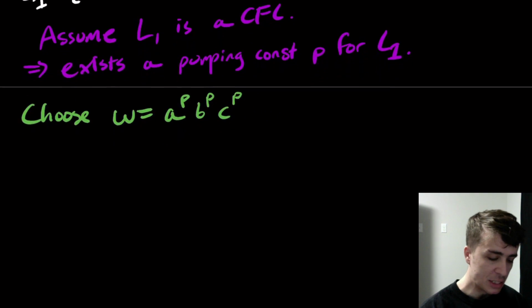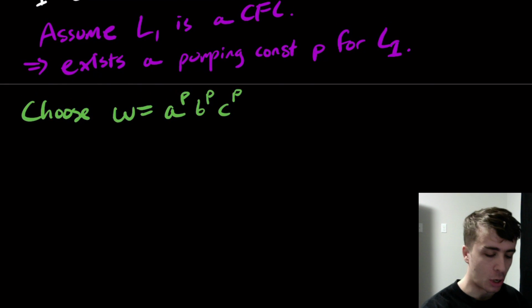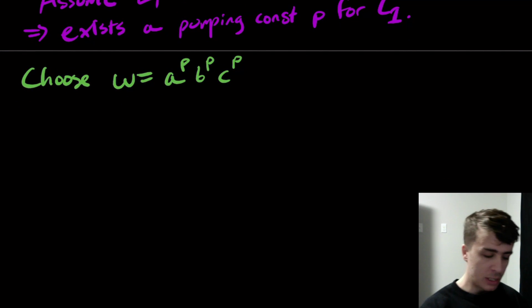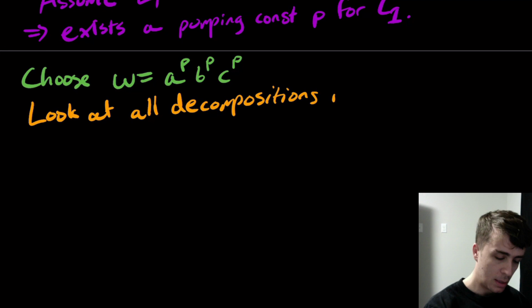So we know that this string is in the language and of length at least p. That doesn't guarantee it'll work, but it's a good starting point. All right, so now we need to look at all decompositions into those 5 pieces, u, v, x, y, z.